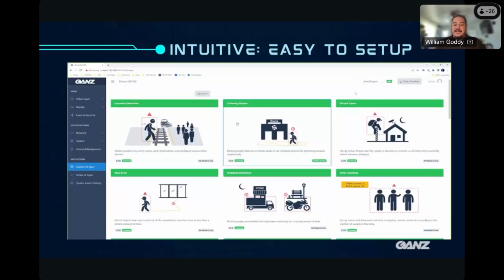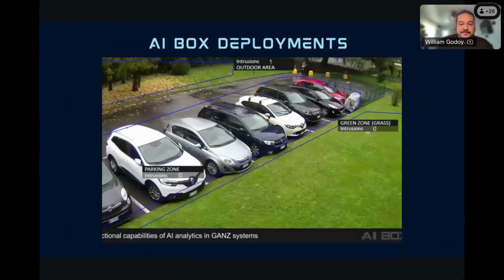What's nice about this system, it is intuitive and easy to set up. It has a very easy web interface that allows you to set up your AI box with what we call AI apps, right? So the AI apps are what you're looking to do. So you want to do a virtual fence? Do you want to do intrusion detection? Do you want to do loitering detection, right? Maybe a person's just lingering around the area. Do you want to do a stay and go, right? Stop detection and zone counting. Those are the different things that you can do with these, and it'll show you in this nifty little layout within the web interface to set them up.